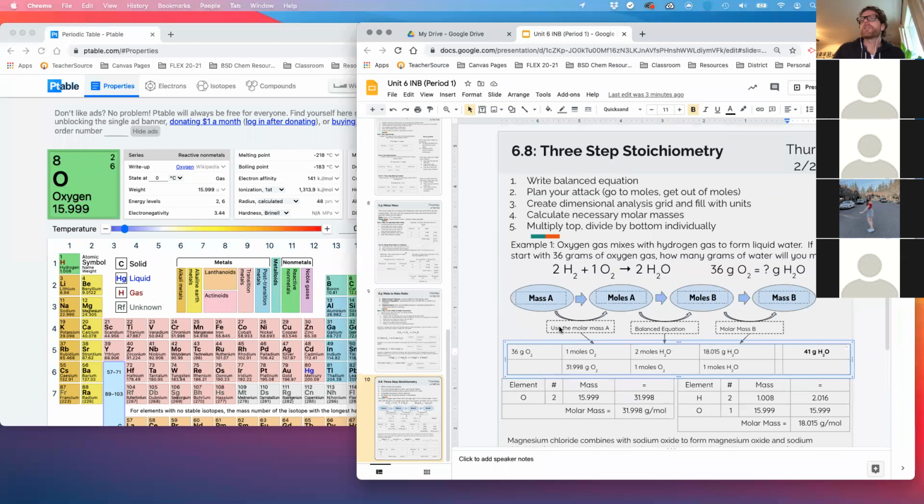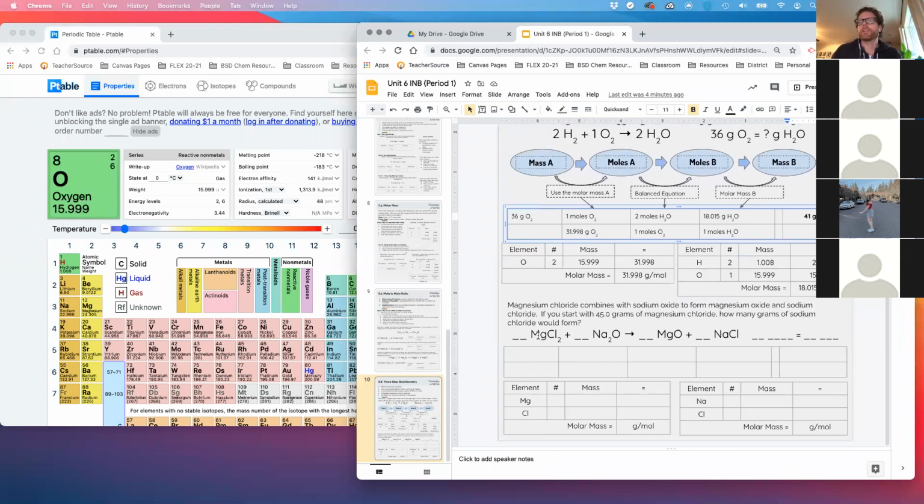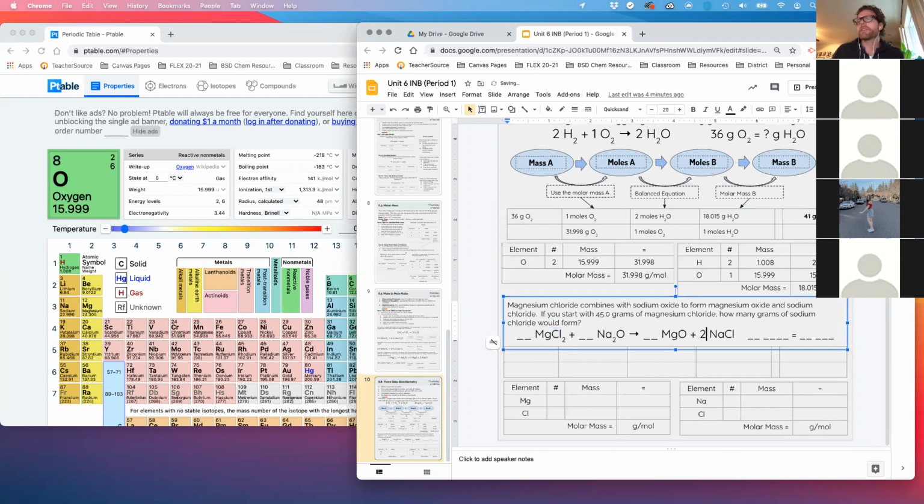Okay, so step one is write your balanced equation. In this case, I see that I have 2 Cl's on this side and only 1 on this side, so this needs a 2. This gives me 2 Na's, but I already have 2 Na's, perfect. Over here, I have 1 Mg, and over here is 1 Mg, so that looks perfectly balanced to me. So I have a 1, 1, 1, 2. All right, awesome.